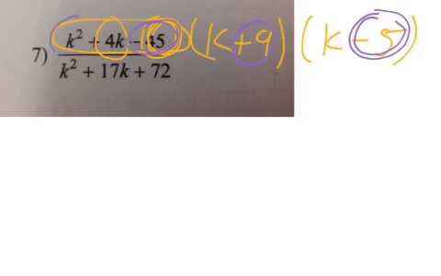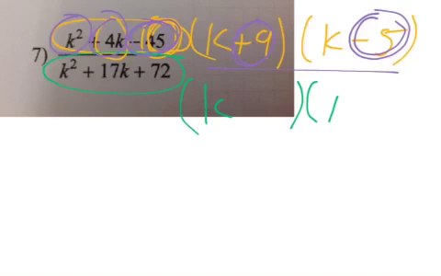So notice I have the k squared covered, I have the plus 4k and the minus 45 covered, and so I have that factored. Now what about the bottom denominator? Well, isn't that going to be k times k again? And 72 is 9 times 8. And can I get that 17k in the middle? Sure, if I do a plus 9 plus 8, doesn't that give me a plus 17?